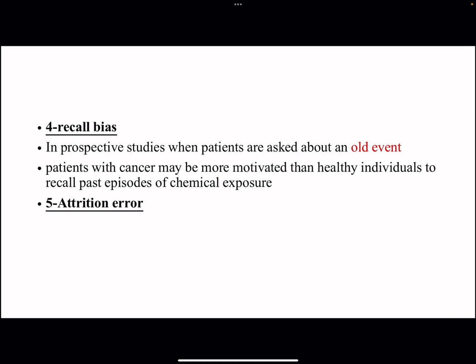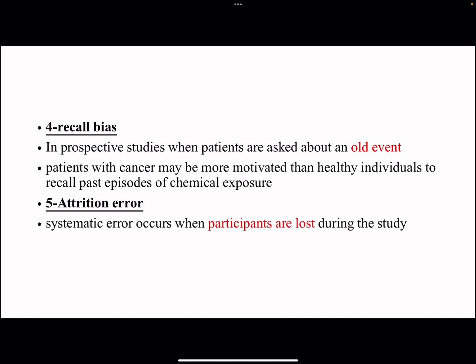Also, we have the attrition error, which is a systemic error that occurs when the participants are lost during the study. For example, we are comparing two groups, but part of these participants died during the study. Then we cannot compare the two groups again because this is going to cause an attrition error. We should consider this error during such a study.